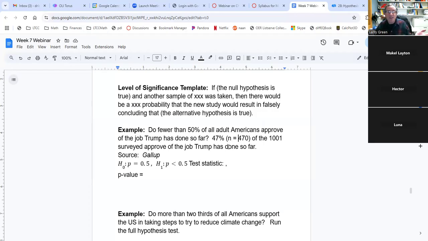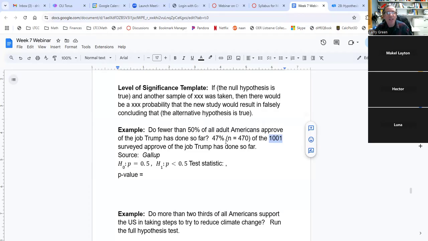So can we say that fewer than 50% of all Americans approve of the job Trump has done so far, because 47% is less than 50%? Okay, the answer is no, because of this word right here: all. We only have a sample of 1,001 people. You can't just say, hey, we got less than 50%, so that means we got it. No, you need to do statistics.